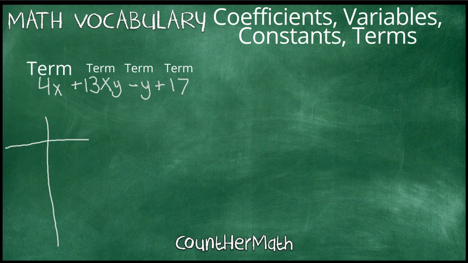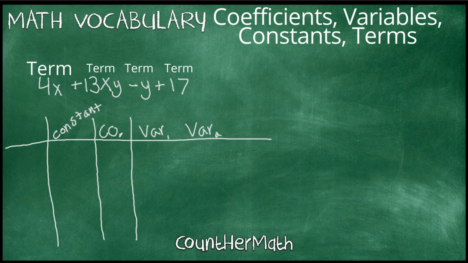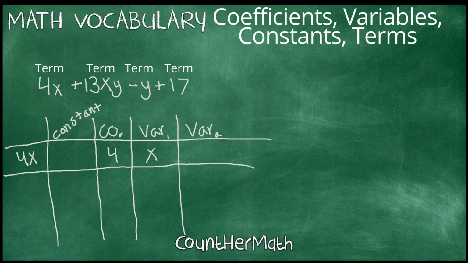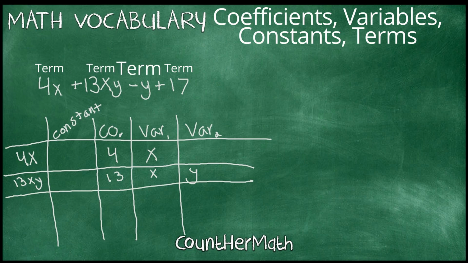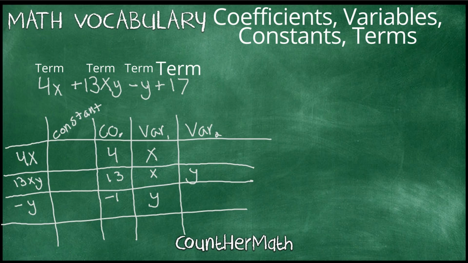The first term, 4x, has a coefficient of 4 and a variable of x. The second term, positive 13xy, has a coefficient of 13 and the variables x and y. The third term can be a little tricky. The coefficient to negative y is a hidden 1, but it also includes the minus sign that was directly to the left. This is true of all terms, but we typically don't say the positives, we only make sure we mention the negatives. And the last term, 17, is a constant and its own term.